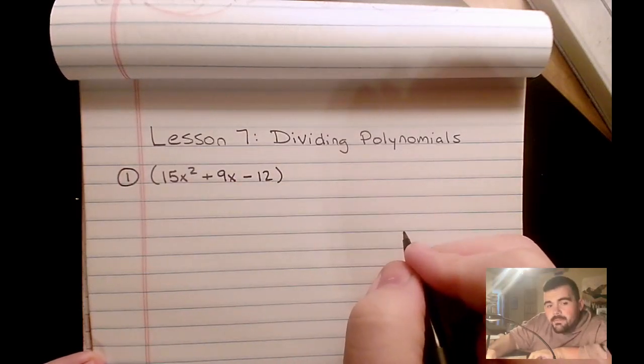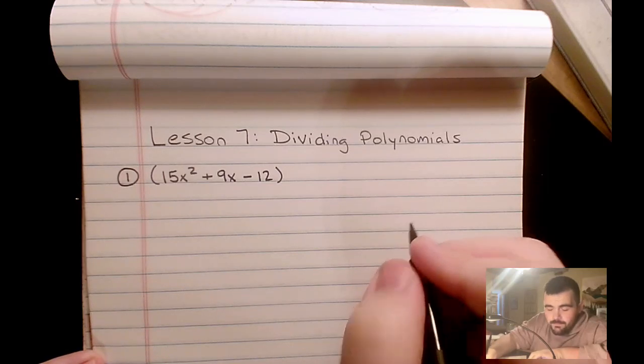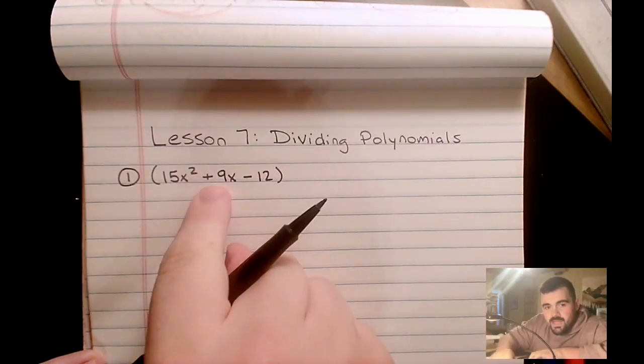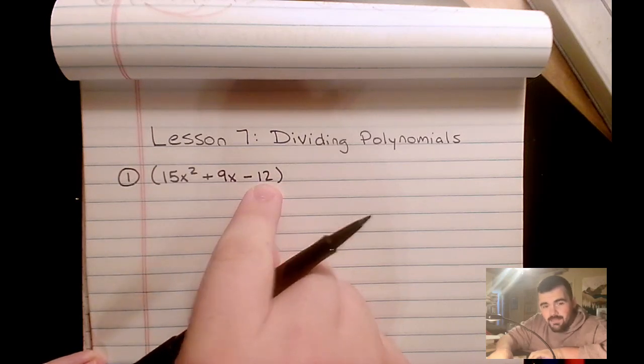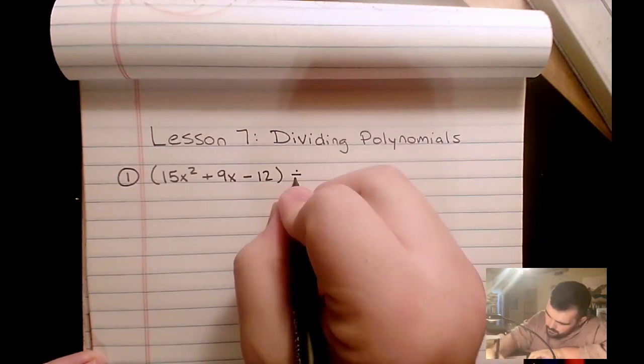(15x squared plus 9x minus 12). 15x squared is a term, 9x is a term, negative 12 is a term. That would be a trinomial. We're going to divide this trinomial by 3.